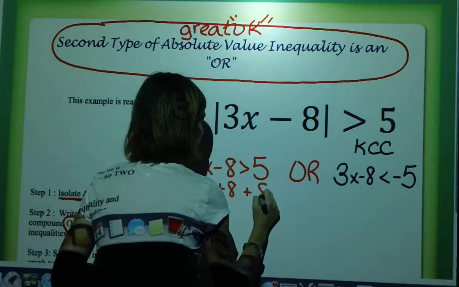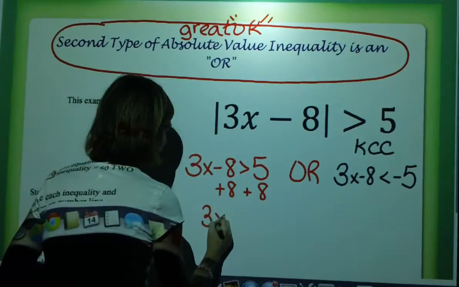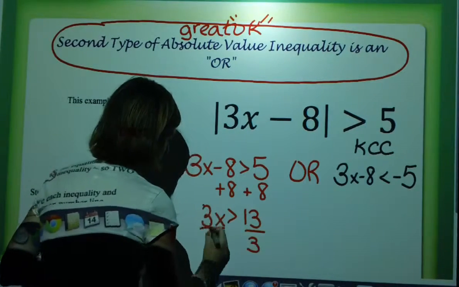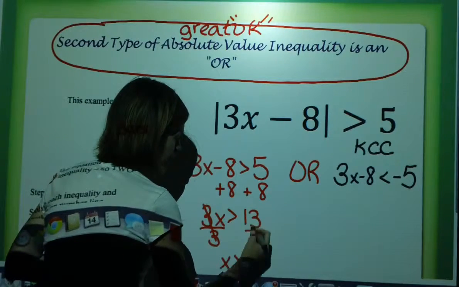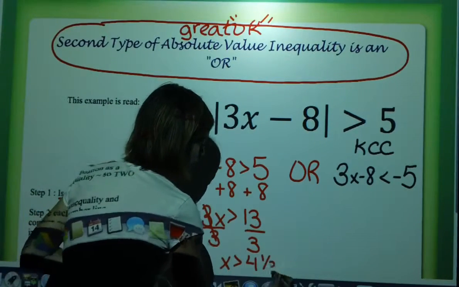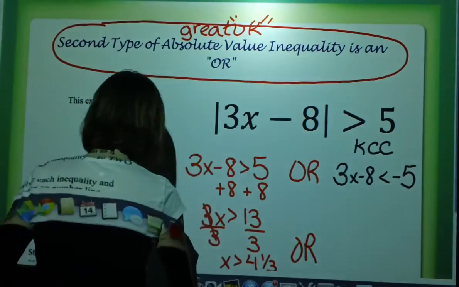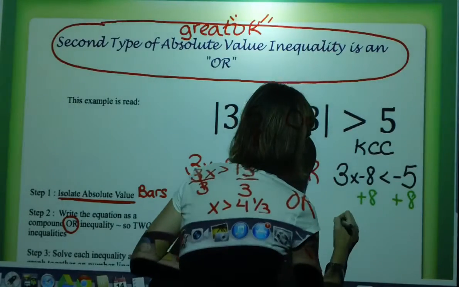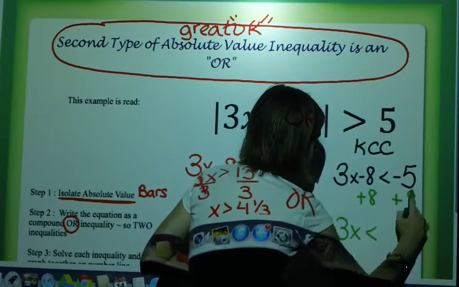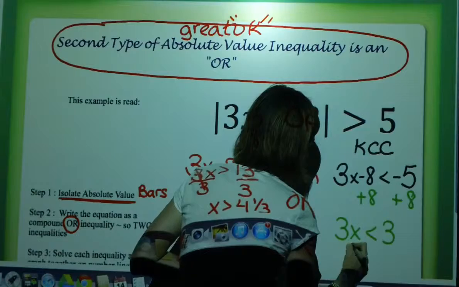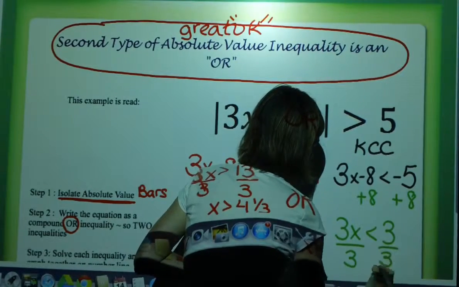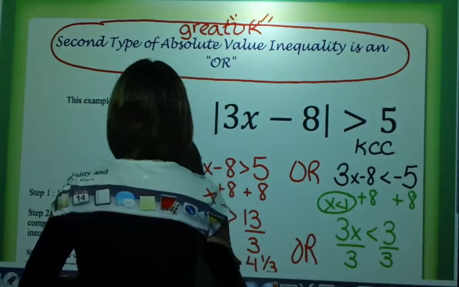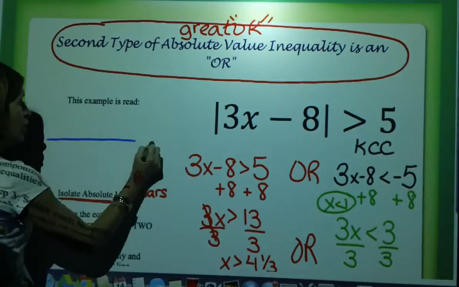So you add 8 to both sides, so you get 3x is greater than 13, and then you divide by 3. So x is greater than 4 1/3. Or, changing colors, you add 8 on both sides, and you get 3x is less than, -5 plus 8 is 3, and then you divide by 3. So x is less than 1. Sorry, I ran out of room there. Then we graph it.